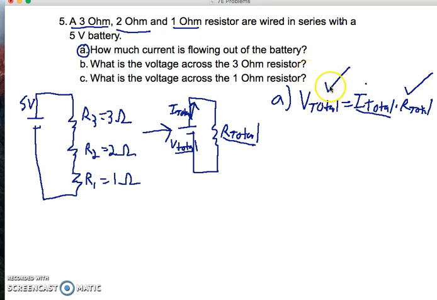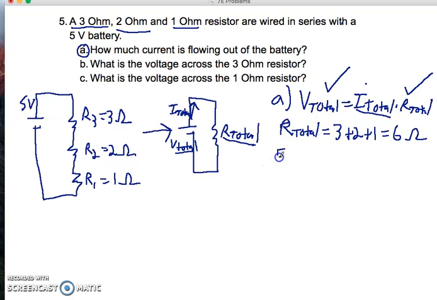So we know what V total is. That's just going to be 5 volts. But let's get R total. We're going to have to do a little math. Remember that this is a series circuit, so we're just going to add up the resistors. 3 plus 2 plus 1 equals 6 ohms.